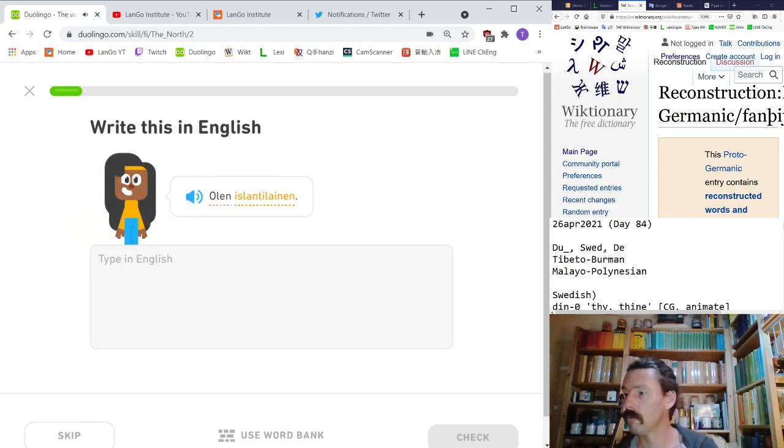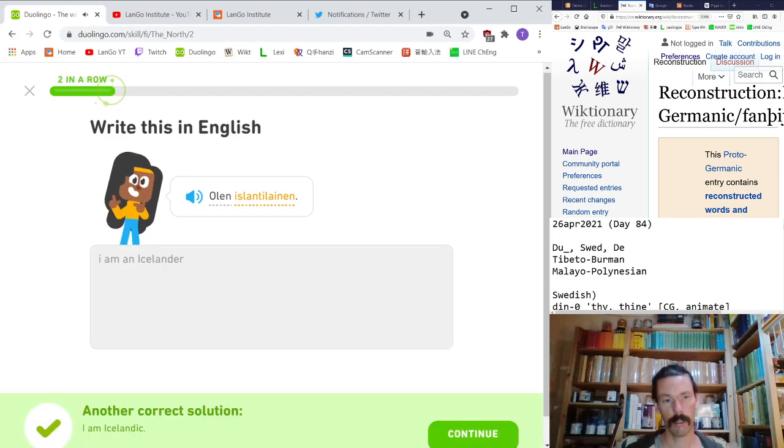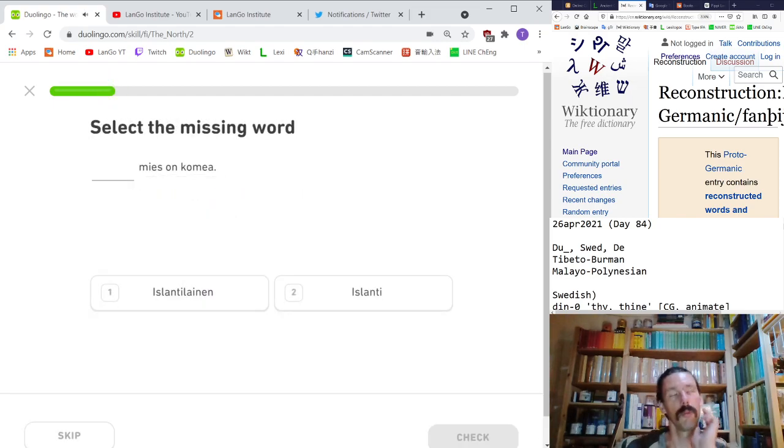Olen islantilainen. Olen is I am, from the verb to be. On in the third singular, olen. I wonder what the story is there. That morphology is not clear. Islantilainen. Indeed. I am an Icelander, I guess. I am Icelandic. Sounds a bit odd. There it is, I guess. I don't know. Never met an Icelander to ask them what they feel about that. Thank you.